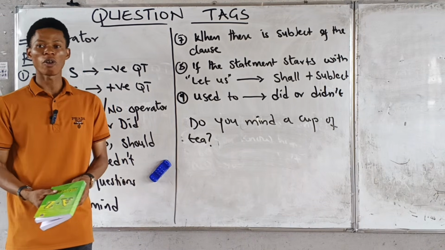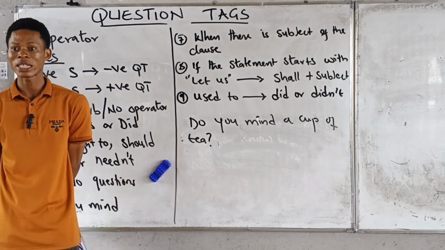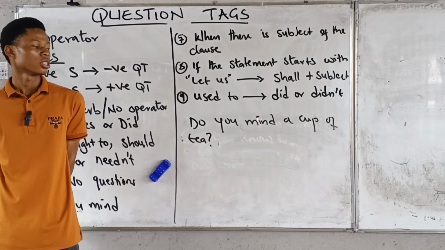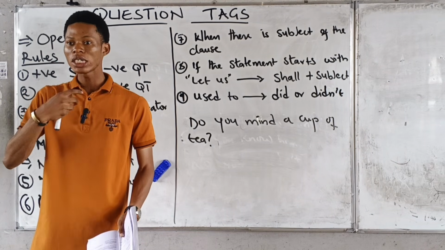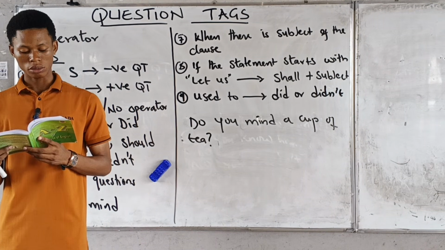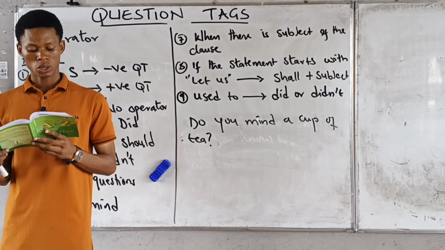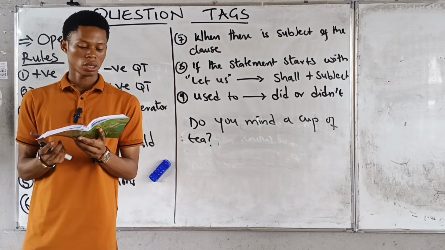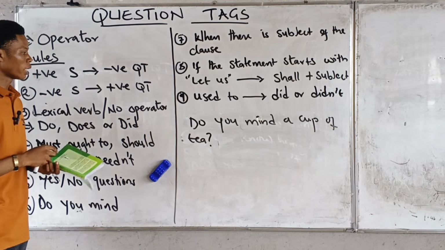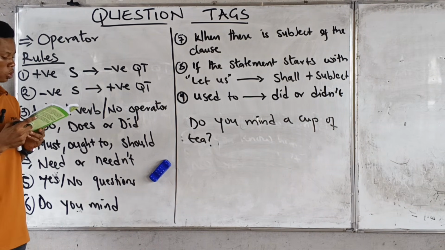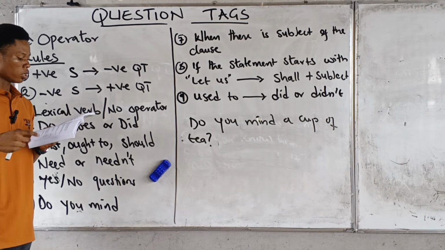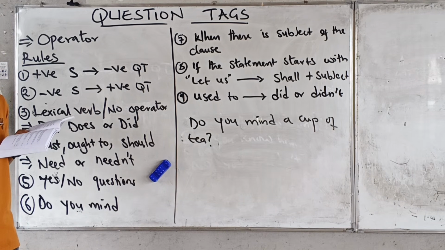So, do you mind a cup of tea? If you want the cup of tea, what will you say? No. So that's the answer. So no, I don't. If you say no, I don't, you are saying you don't think it's a bad idea. Do you mind a cup of tea? So do you think it is bad if I give you a cup of tea? No, I don't think it is bad if you give me a cup of tea.